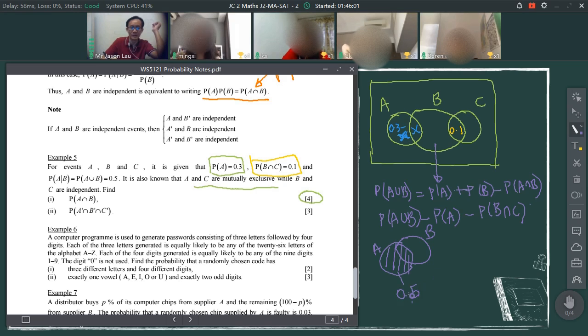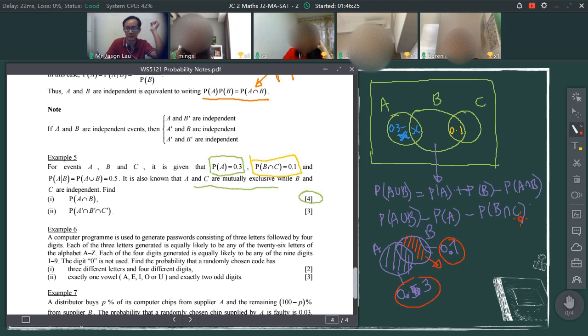This whole thing is 0.3, right? A union B is 0.5. So there's this part, 0.1, here. If I want only the central part, I just take 0.5 minus these two numbers, and I will get the middle.